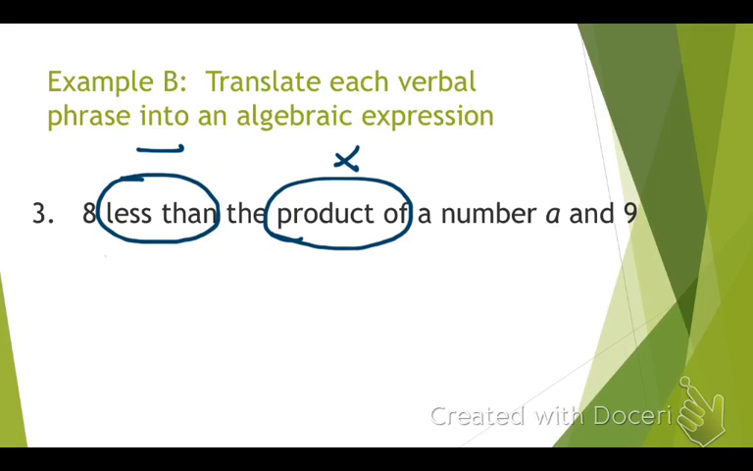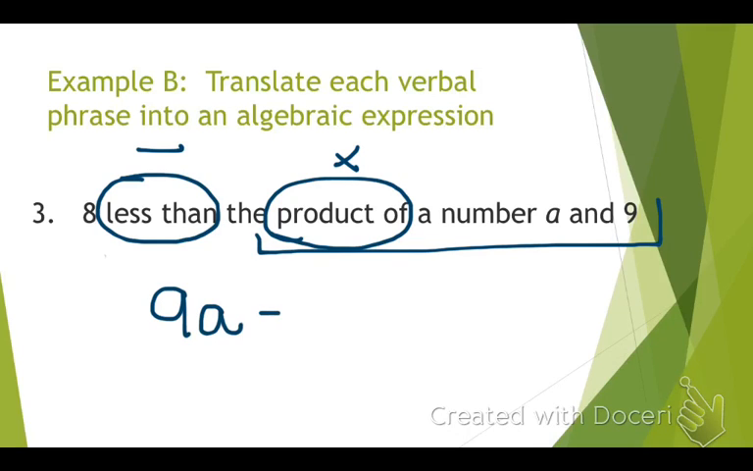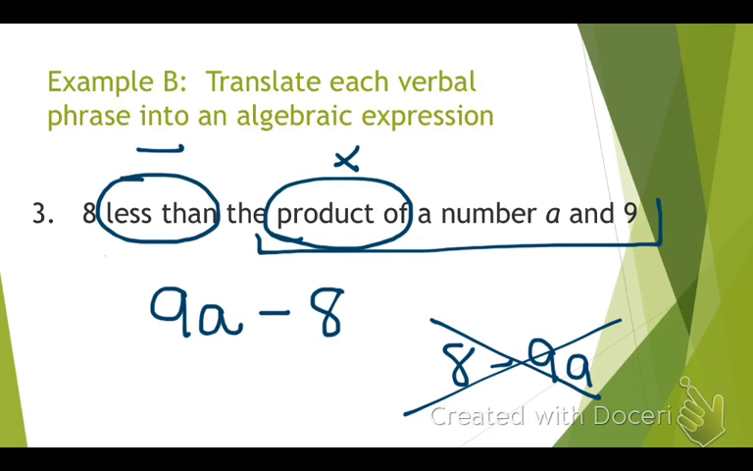Instead, what I want to do is handle the product of a number a and 9 first, which would be a times 9, and the best algebraic way to write that would be 9a, where 9 is a coefficient. And then 8 less than that product would be minus 8. So kids will often write this in this form, and what I'm saying is this is incorrect.